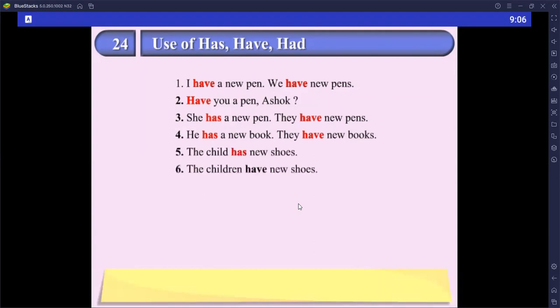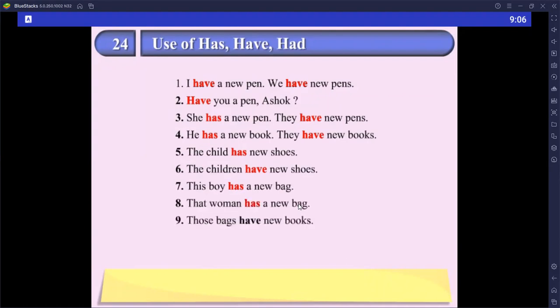The children have new shoes. This boy has a new bag. That woman has a new bag. Those bags have new books. Those women have new bags.